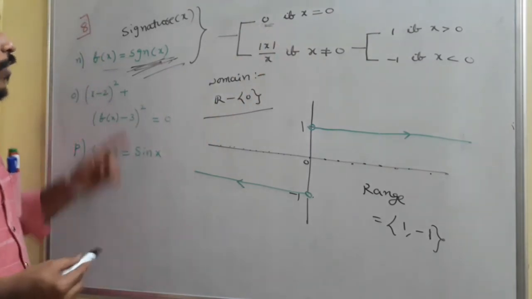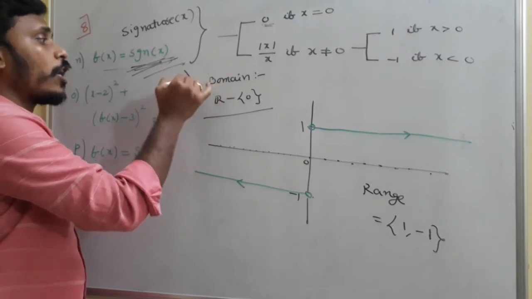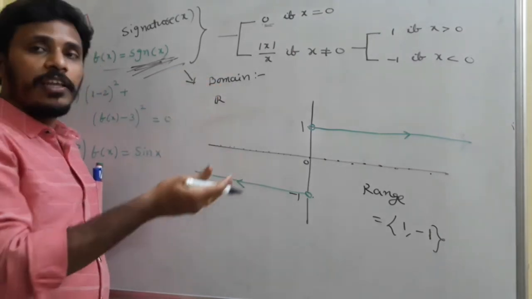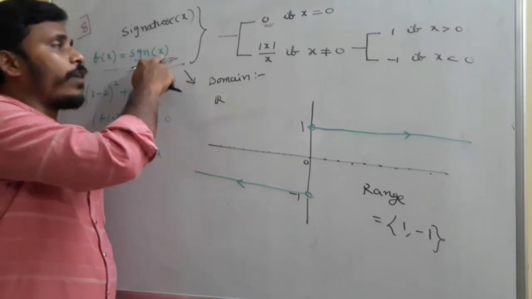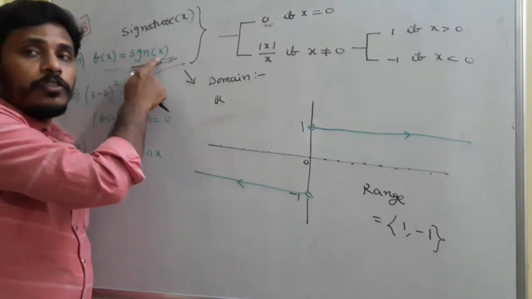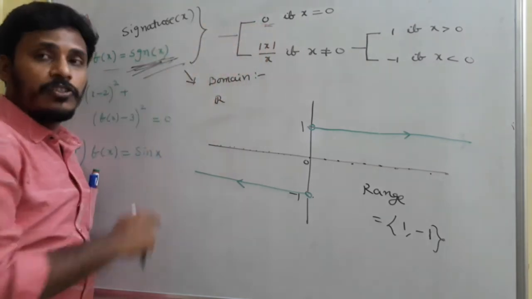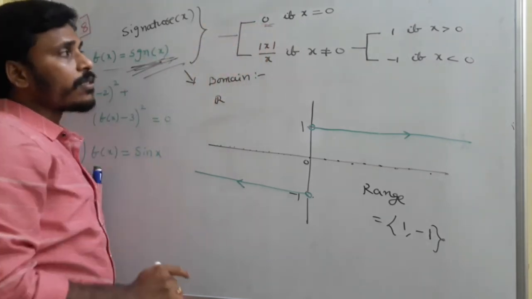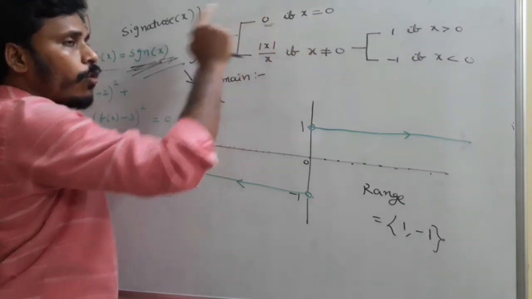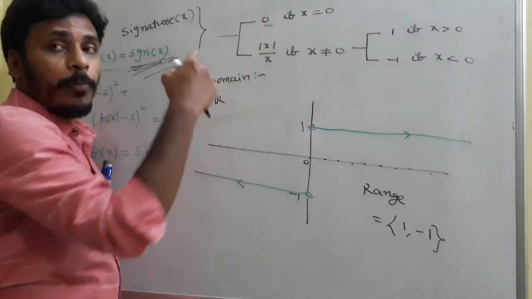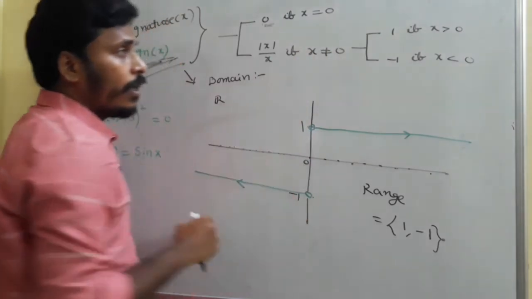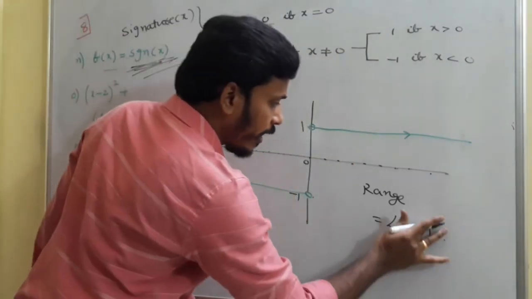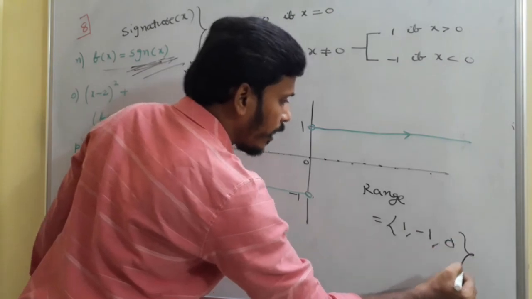So for this signature function of x, the domain is simply all the real numbers. Why? Because now there is a chance to take 0 in the place of x. See, what is the signature of 0? Directly its answer is 0 by that definition. And what do you say about the range? If x is 0, your answer is 0. If x is a positive number, your answer is 1. If x is a negative number, your answer is minus 1. So the range contains 1, minus 1 and 0.